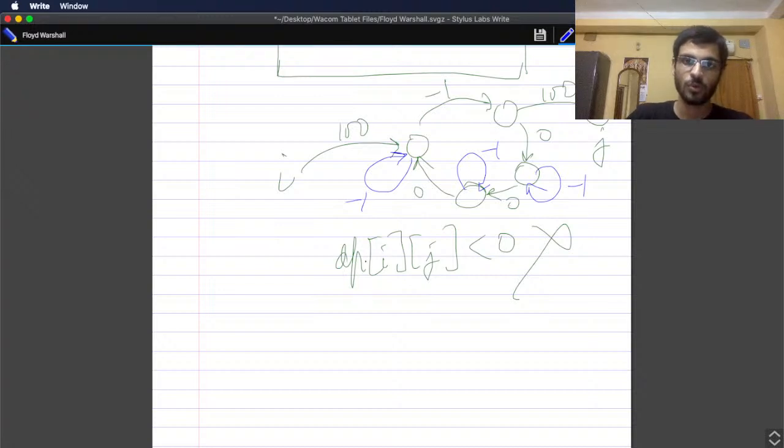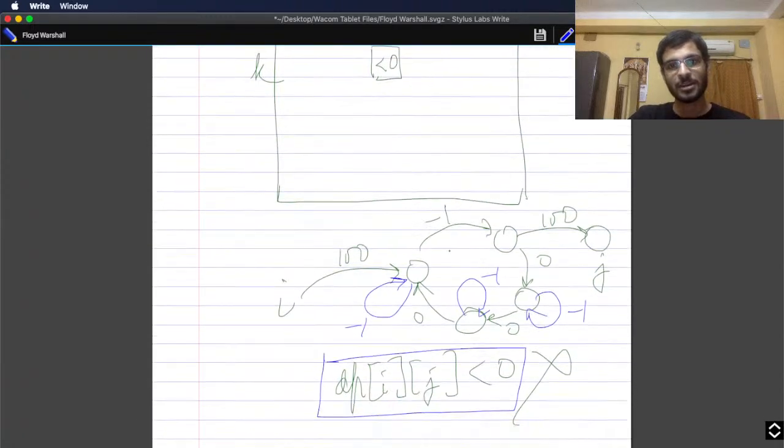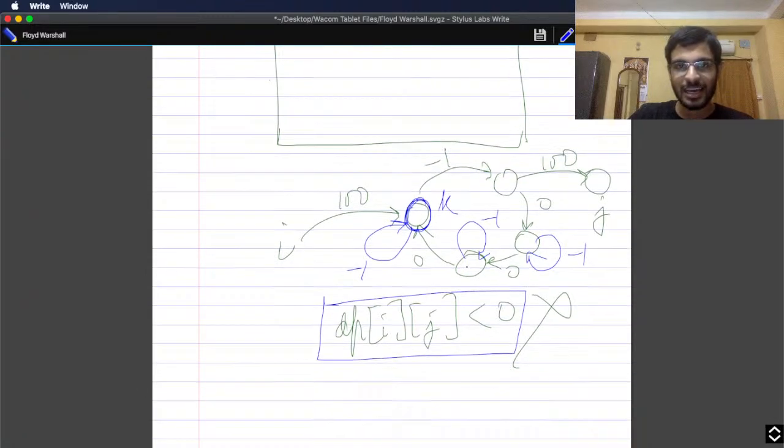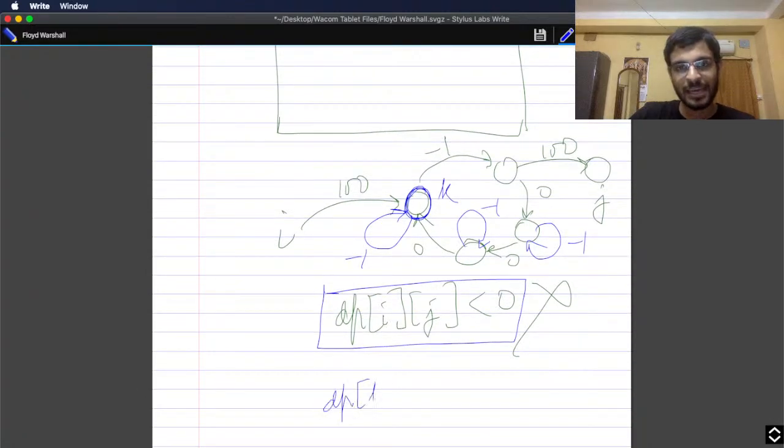So what can we say from here? That this is not going to hold, but there must be some value where it is reaching, where we can reach from i, where there is a negative cycle basically. So for this k, I can say that dp[k][k] is going to be less than 0.